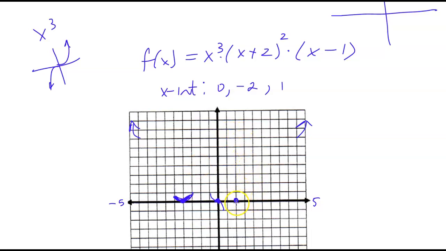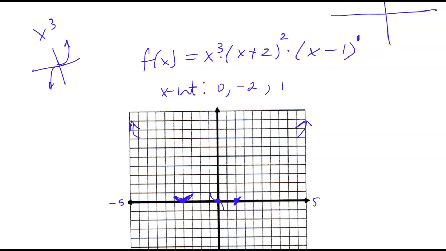Now, at the x-intercept x equals 1, this is odd multiplicity again because we've got a 1 here, and we're considering 1 to be an odd number. So to get from down here to this x-intercept and back up, it's going to have to cross through again, like this.